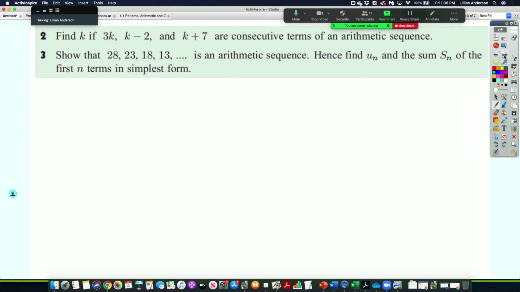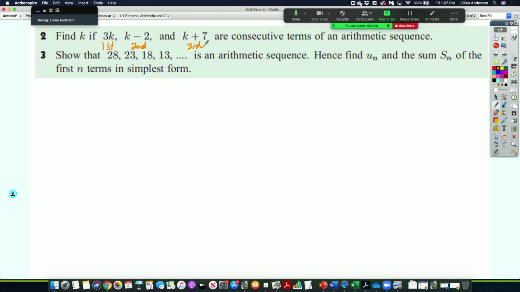Number 2 says find k if 3k, k minus 2, and k plus 7 are consecutive terms in the arithmetic sequence. Consecutive, what does that mean? In a row. So this is your first term, this entire expression is your second, and this entire expression is your third. And it's in an arithmetic sequence. In order for something to be arithmetic, what has to be true? The common difference has to be the same.